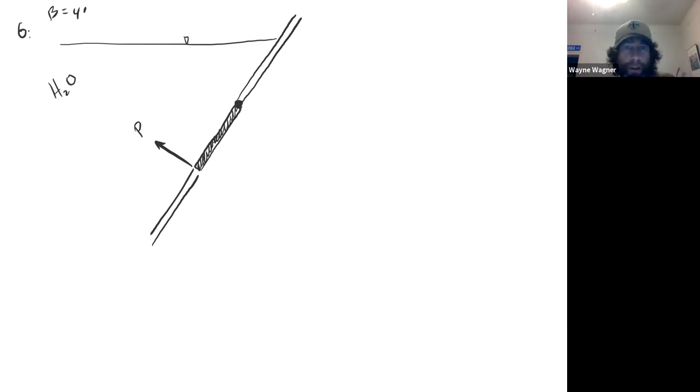The gate is hinged along its top edge and held in position by the force P. Friction at the hinge and the weight of the gate can be neglected. Find the required value of P. Okay, this is 6 feet. This is 10 feet. And this is 60 degrees, 60 degrees.